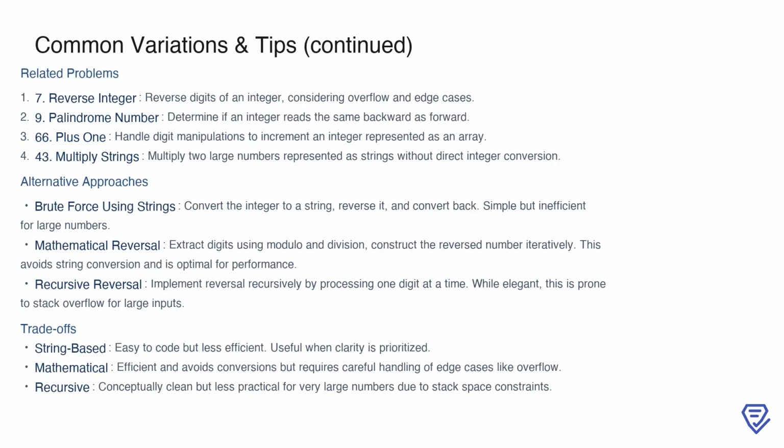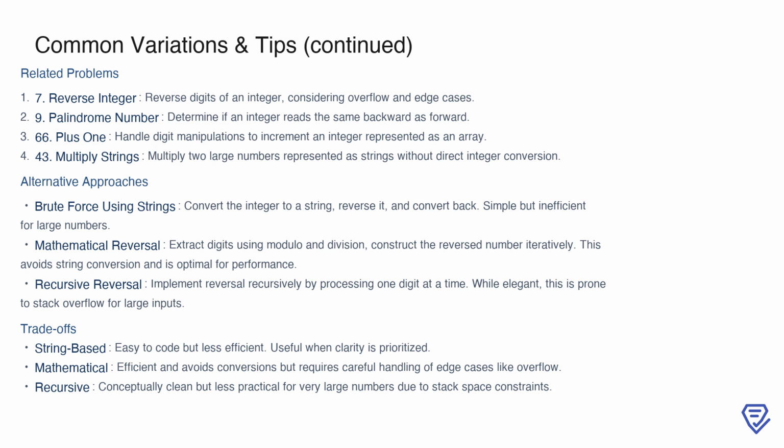This problem shares similarities with other challenges you might encounter. For example, Palindrome Number, which involves determining if an integer reads the same backward as forward, or Plus One, where you manipulate digits to increment an integer represented as an array. There's also Multiply Strings, which requires multiplying two large numbers represented as strings without directly converting them to integers. Exploring these related problems can deepen your understanding of digit manipulation techniques.